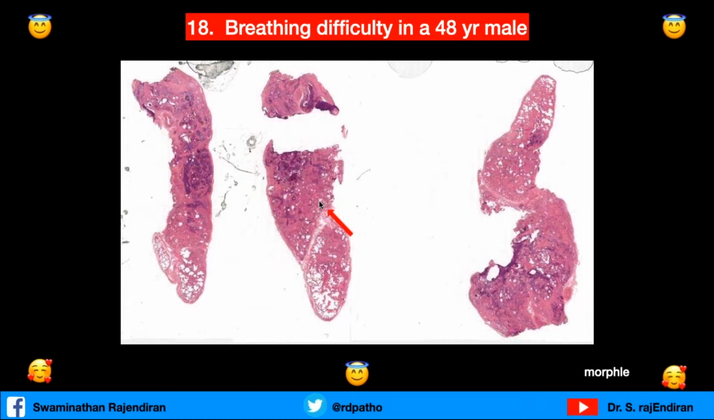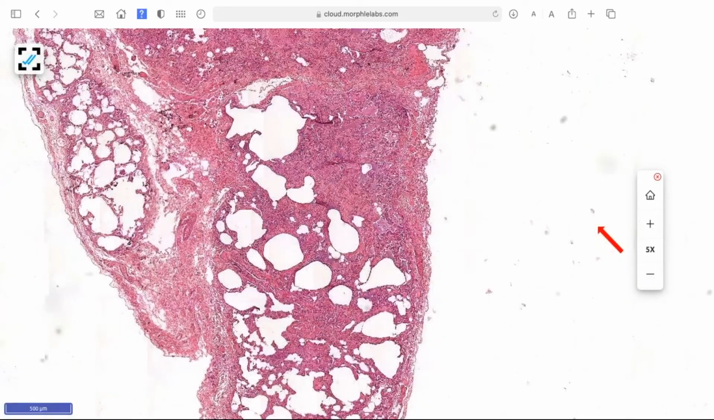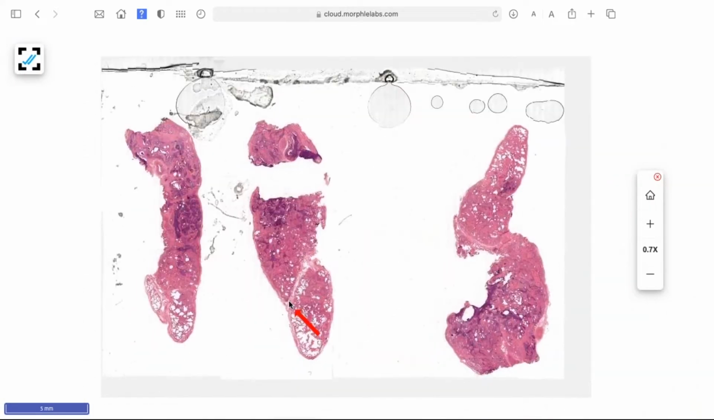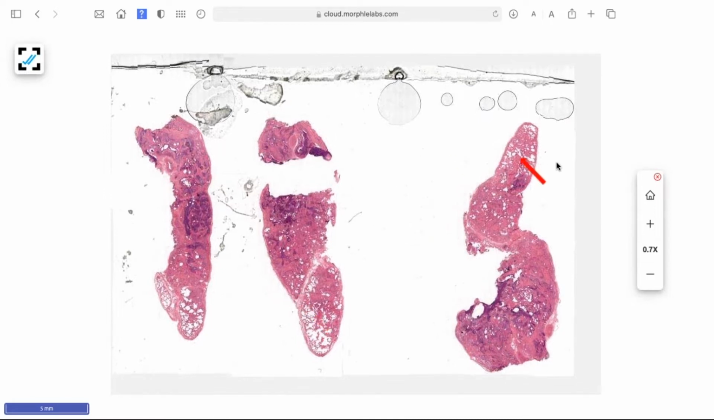Okay, so case number 18, breathing difficulty in a 48-year-old male, and this is the low power scanning shot. I think you all agree this is predominantly pink with focal blue areas, and it's very difficult to say lung except in this area. My one request to all the delegates: before putting the slide under the microscope, you see it with the naked eye. This is a wedge resection, and this is predominantly scarring with focal blue areas. Some preserved normal lung tissue is there.